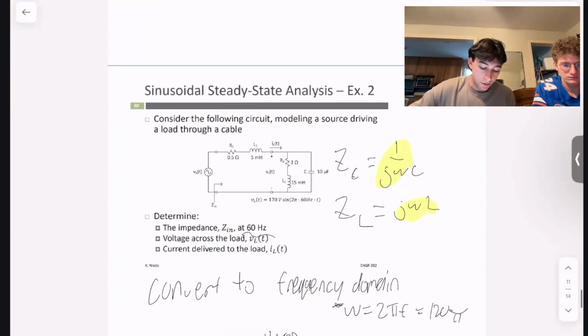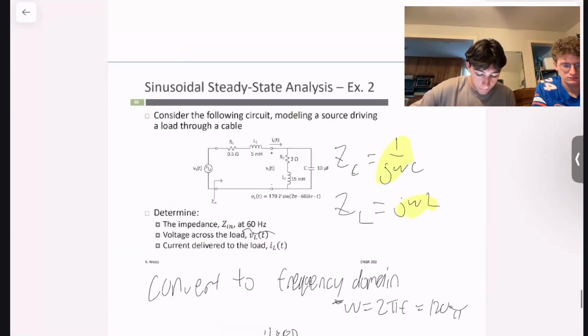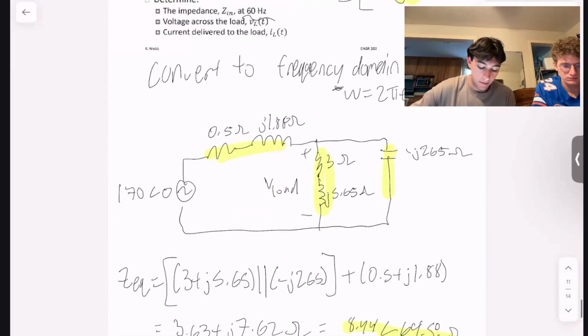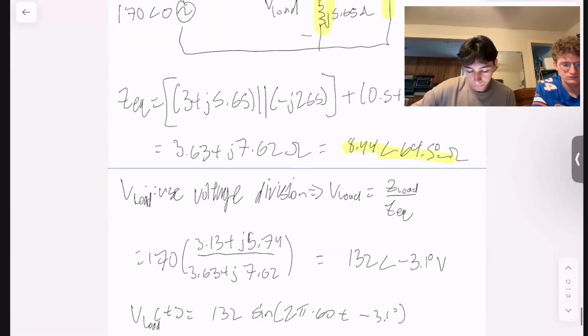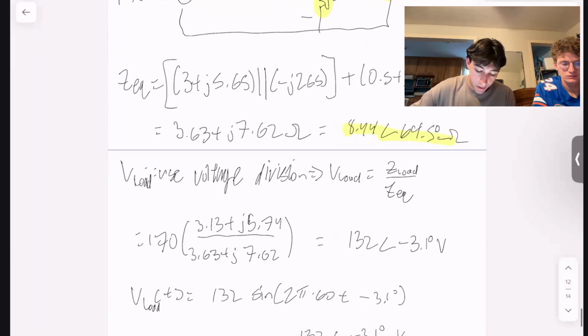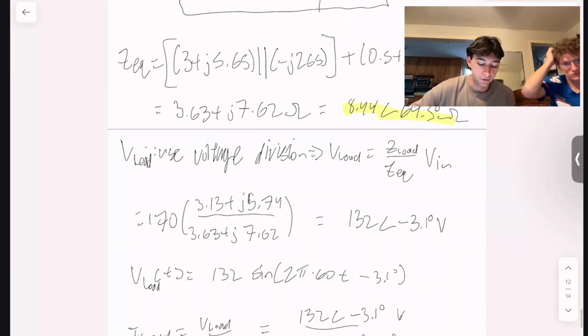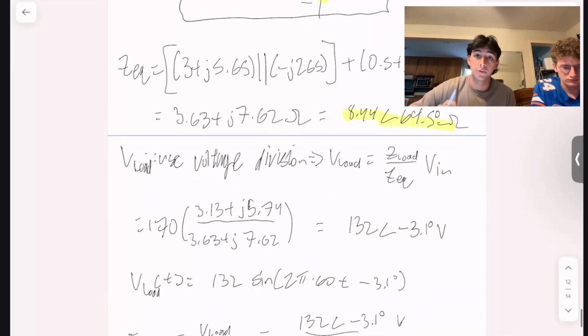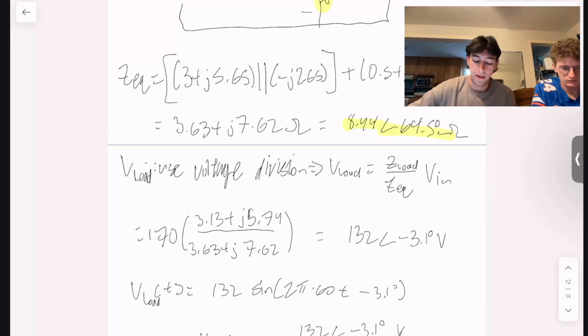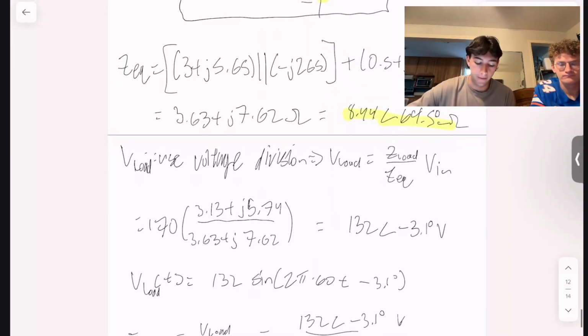So the next thing they want us to do is find the voltage delivered to the load, VL of t in the time domain. So first thing we're going to do is continue working in the frequency domain. And the voltage across the load is just going to be a factor of your input voltage times Z load over Z equivalent. It's just voltage division. So here, as you can see, you get 132 at an angle of negative 3.1 degrees. Make sure you're in degrees for this. They typically ask you in degrees. If you're in radians, it will make all your calculations wrong. So be very careful with that.